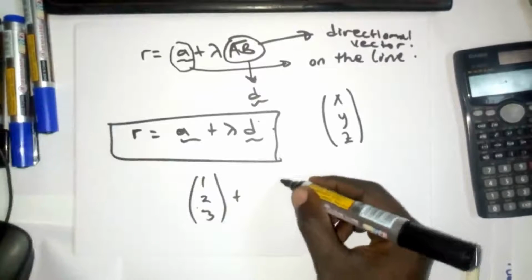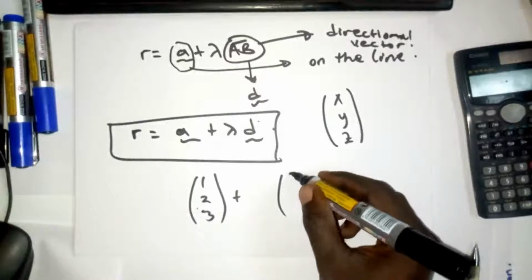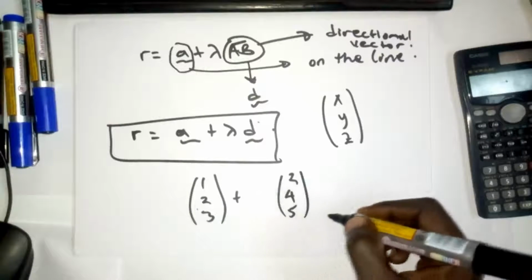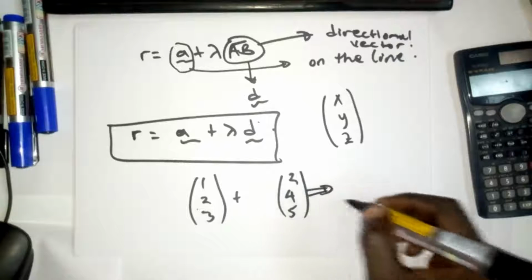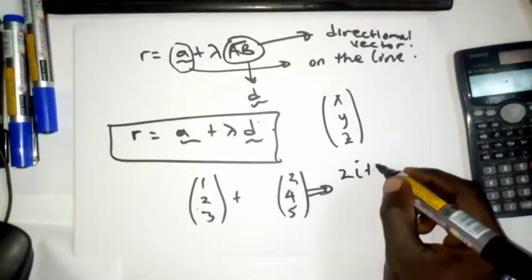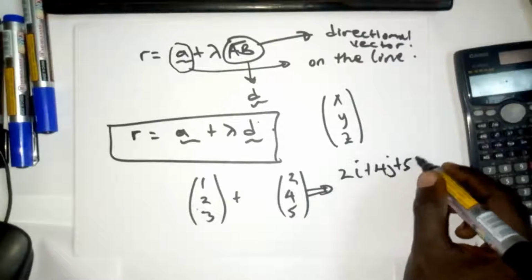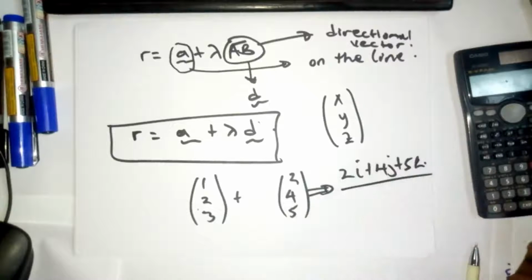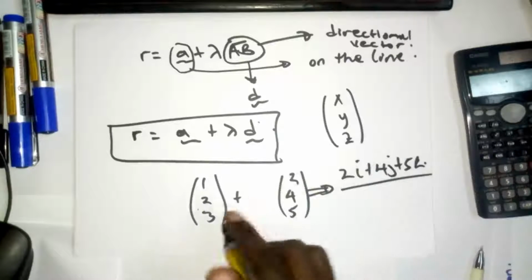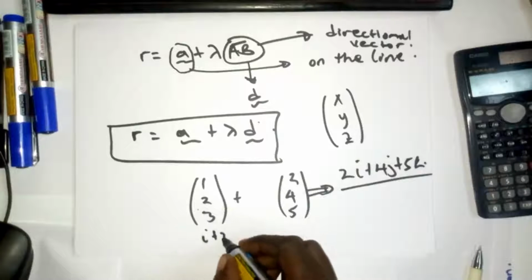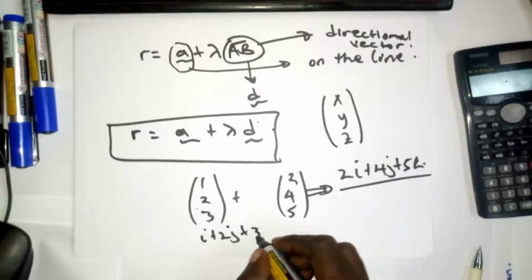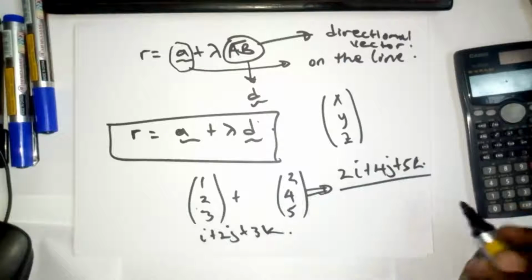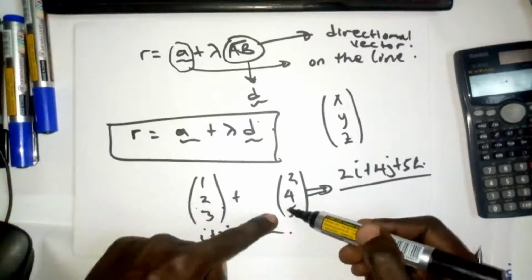Then D can also be any vector, which is maybe 2, 4, 5. If I write this one in another way, I can write it as 2i plus 4j plus 5k. Vector notation. This is also a vector. I can also write this one as i plus 2j plus 3k. It doesn't matter. I can write it in this form or I can write it in this form.